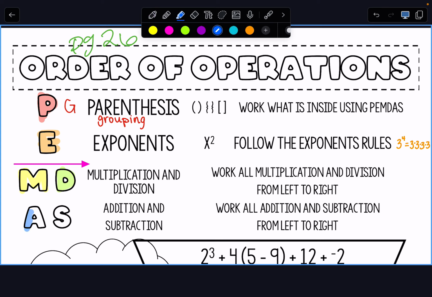Then we have addition and subtraction. Those are also tied operations. So if we have more than one addition or subtraction, we need to read those from left to right.